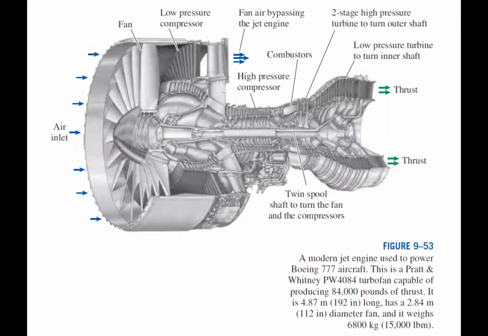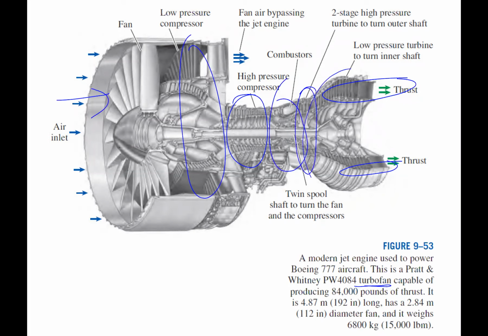All right, here you see a layout of the inside of a turbofan in more detail with the thrust coming out. We have our compressor, high pressure, low pressure. We have our combustor, high pressure turbine, low pressure turbine. It's working its way through.